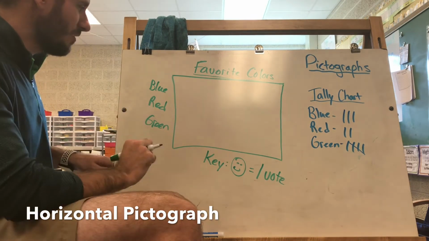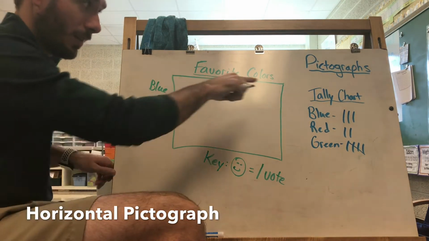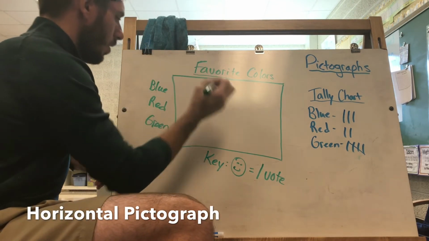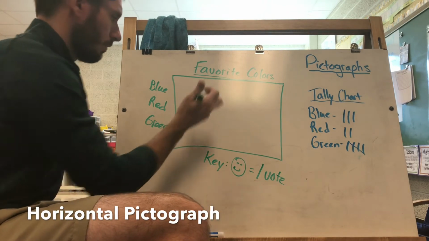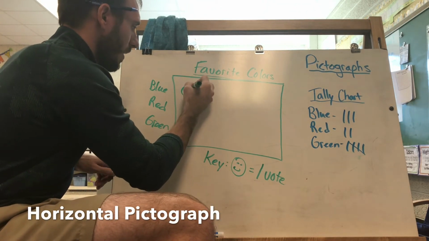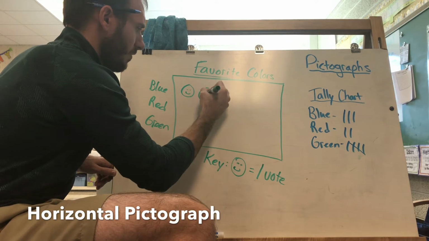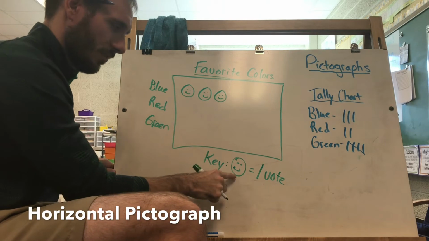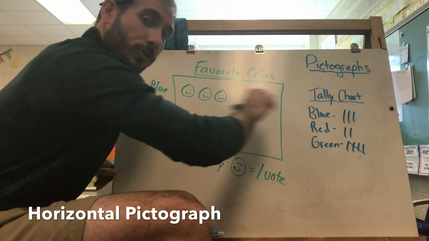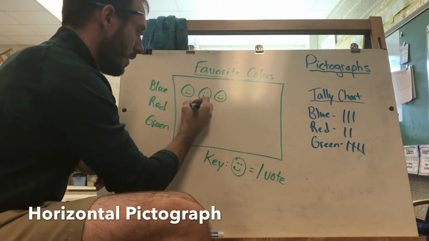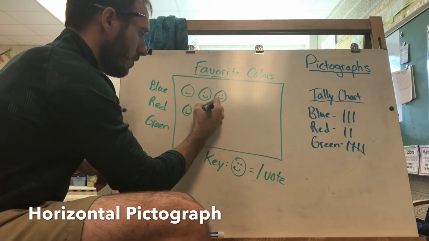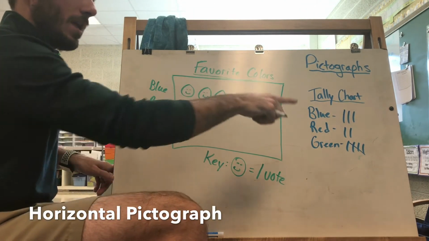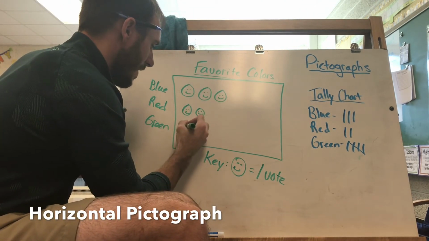So now based off of this, I'm going to read my pictograph correctly off my tally chart information. Blue is 3, okay? So every vote is 1 here. So I'm going to go 1 smiley face, 2 smiley faces, 3 smiley faces. My key is every smiley face is 1 vote. That tells me 1, 2, 3 for blue. That looks good. Red is going to be 2 smiley faces, or kind of a grin. And green is going to be 5.